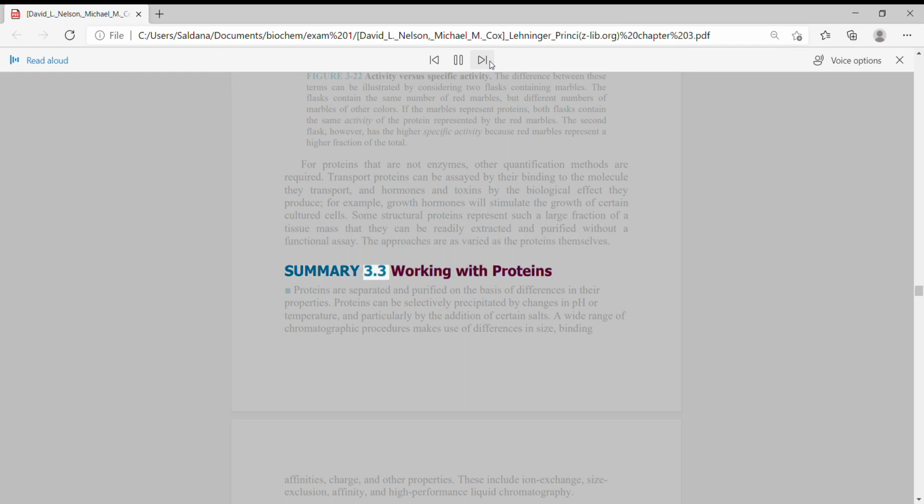Summary 3.3: Working with proteins. Proteins are separated and purified on the basis of differences in their properties. Proteins can be selectively precipitated by changes in pH or temperature, and particularly by the addition of certain salts. A wide range of chromatographic procedures makes use of differences in size, binding affinities, charge, and other properties. These include ion exchange, size exclusion, affinity, and high-performance liquid chromatography.